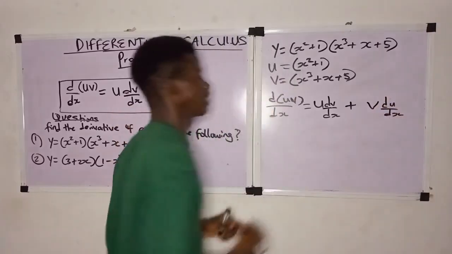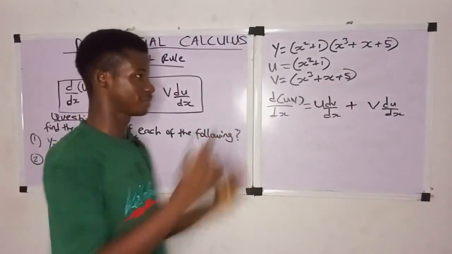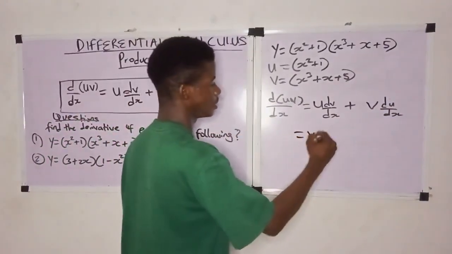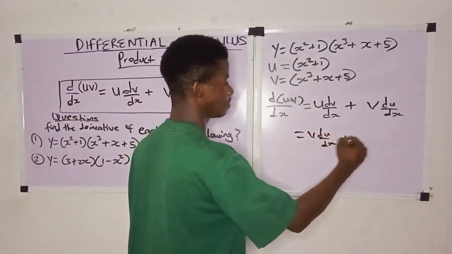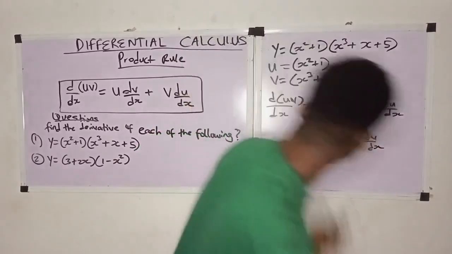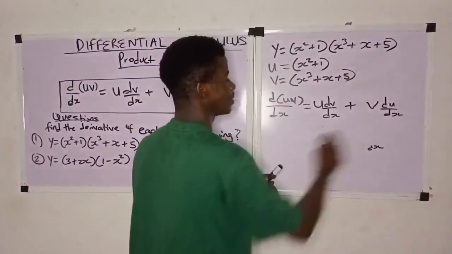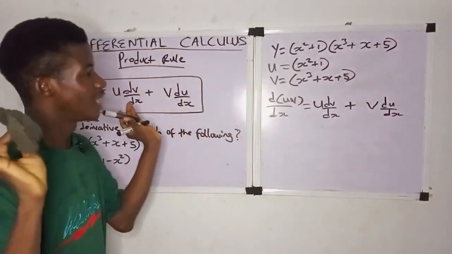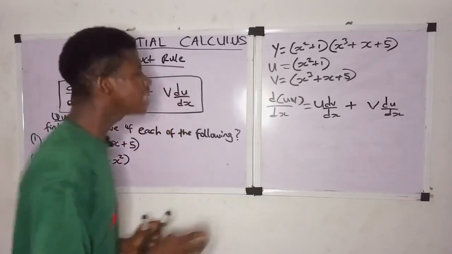So that's just it. We can flip it. We can say V dU over ds plus U dV over ds. It's the same thing. They are the same thing. That is just it. It's very easy. Now let's continue.